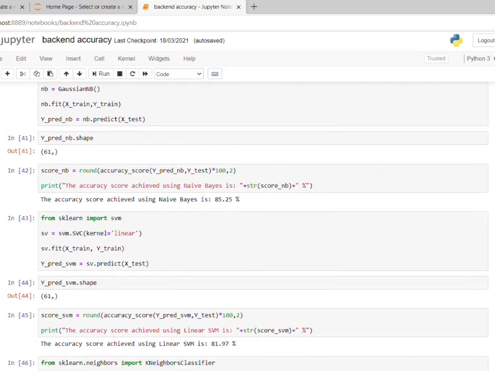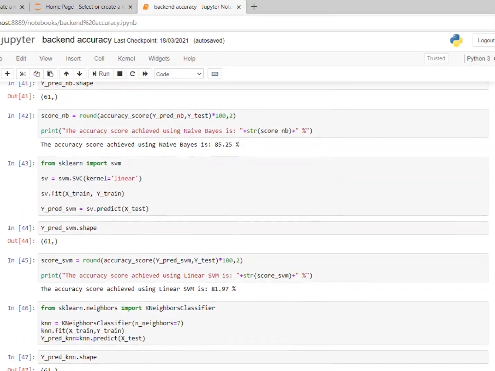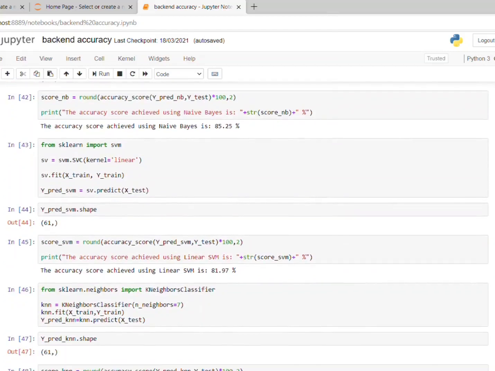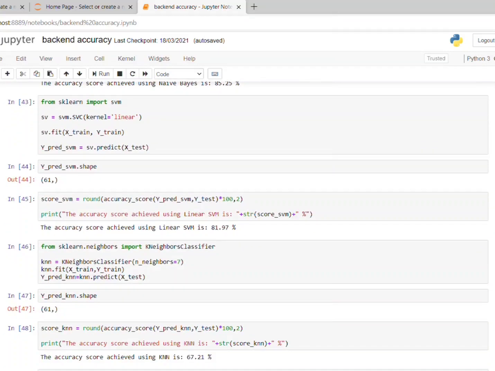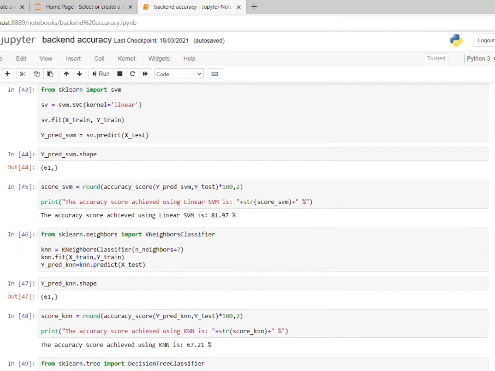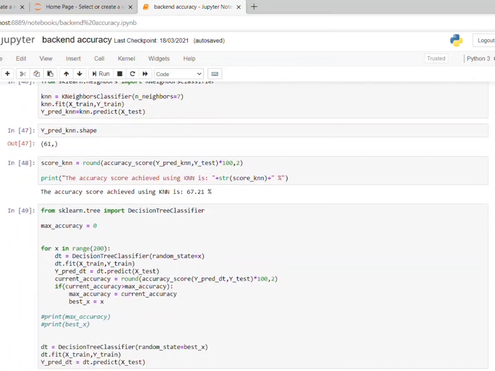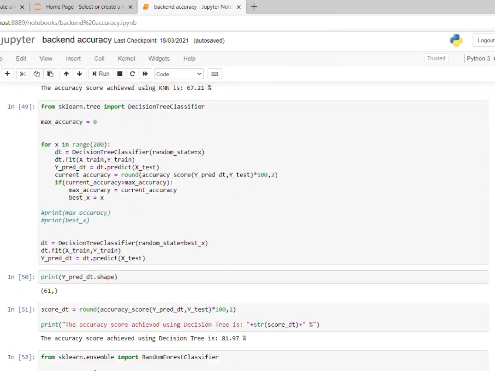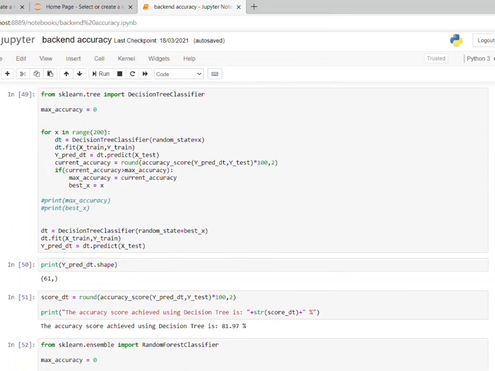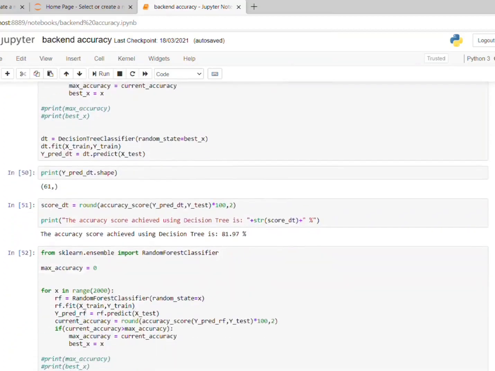And next, we have used the support vector machine algorithm. Here the accuracy score achieved using linear support vector machine is 81.97 percent. And next we have used the k-nearest neighbor classifier algorithm. The accuracy score achieved using the k-neighbor classifier is 67.21 percent. And next we have used the decision tree classifier. The accuracy score achieved using decision tree is 81.97 percent.